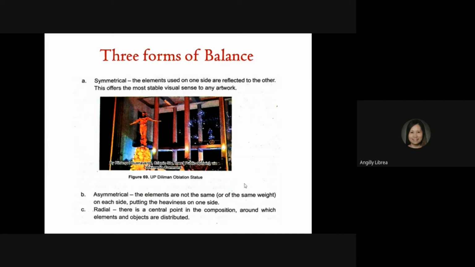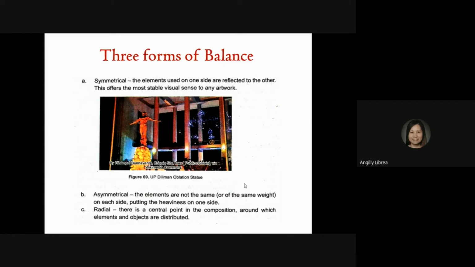We have been experiencing this a lot, no, when we are doing an artwork. We would love to see, when we put something on the left side, it is a common thing na lagyan din natin yung right, kasi we want things to be symmetrical. Because personally din, it allows stability, stable visual sense, kasi we can look at these two objects on both sides as how it is in this statue. The next one is asymmetrical.